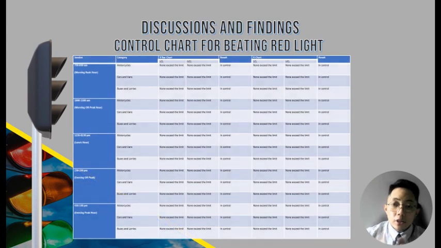Okay, results and discussion for each control chart. Data for day 1, day 2, and day 3 for red light meters for each category had been collected and summarized in the table shown here. The data were analyzed and compiled in one table due to the similarity of patterns and trends shown by the data for each day in each category.